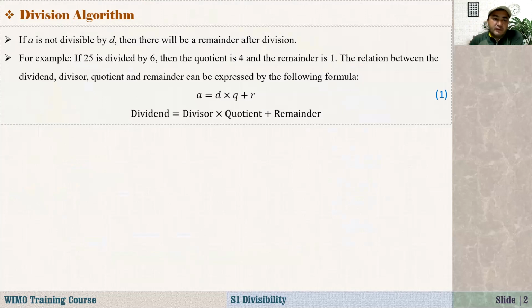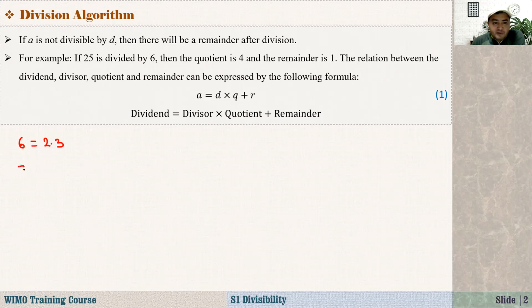Because we know that if an integer A is divisible by D, we can just write it as the product of two integers. For example, 6 is equal to 2 times 3. 6 is the product of 2 and 3, and 2 and 3 are divisors of 6.